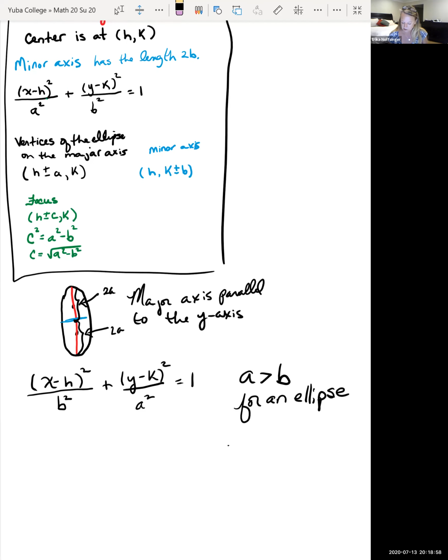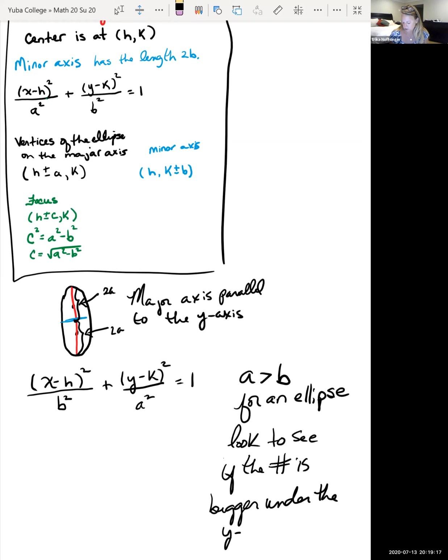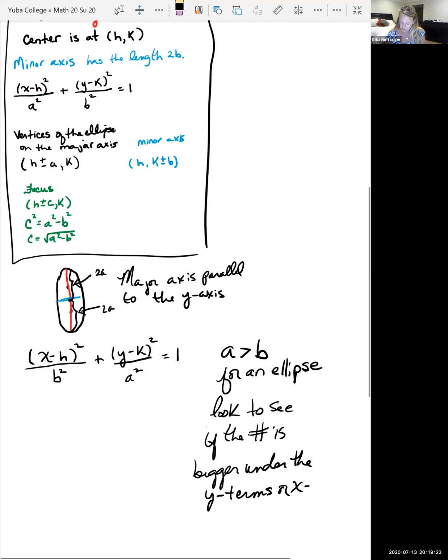So look to see if the number is bigger under the y terms or x terms in standard form.